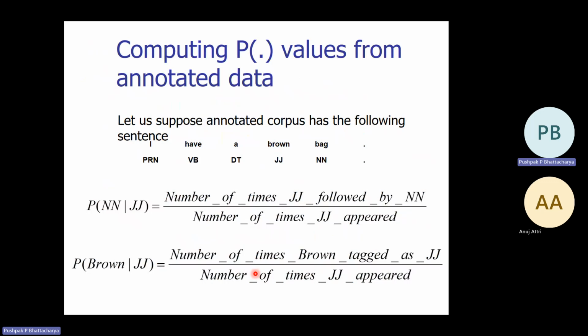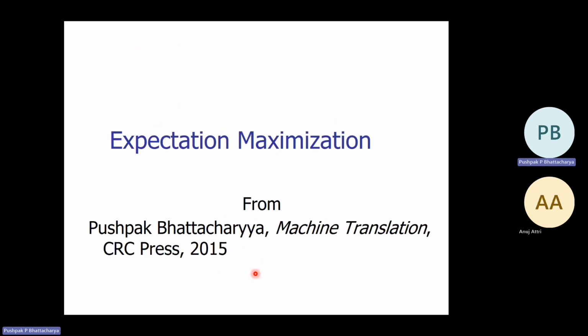Now we come to expectation maximization, which is another very powerful idea. And I think I have dealt with this pretty well in a book that I wrote on machine translation. So the discussion is from there.